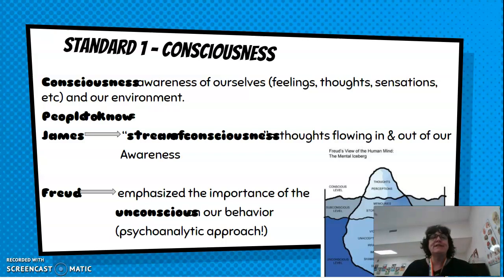People to know for consciousness. James, remember we talked about him being the states of consciousness person, and he believed that consciousness was like a river, like a stream, and so your thoughts just flow in and out of our awareness, okay? So that's the idea of stream of consciousness, all right? Freud is another figure. Remember, he studied the unconscious mind, and he believed that the unconscious mind had a lot of effect on our behavior. This is the whole psychoanalytic approach, that there's a whole bunch going on in our unconscious, and of course, it's unconscious, so we're not aware of it, all right?